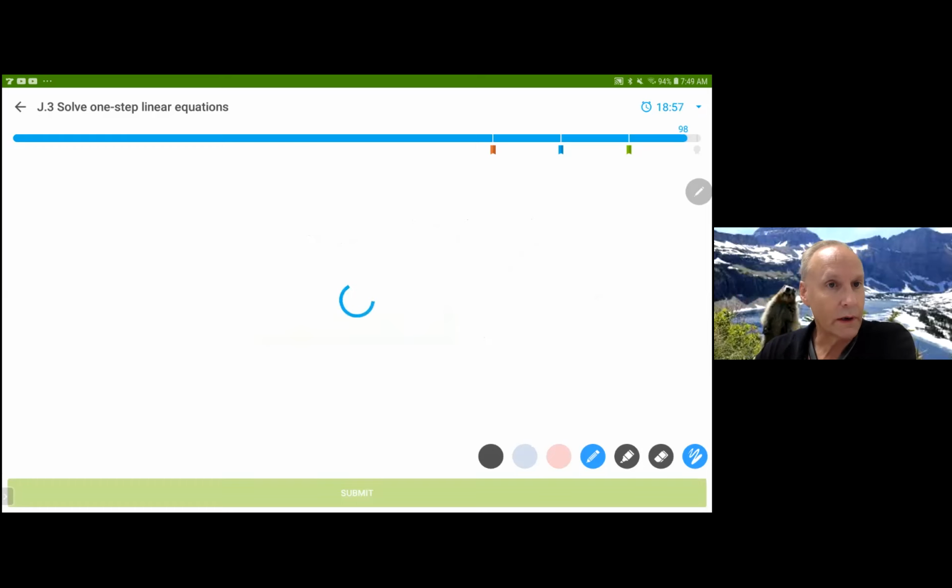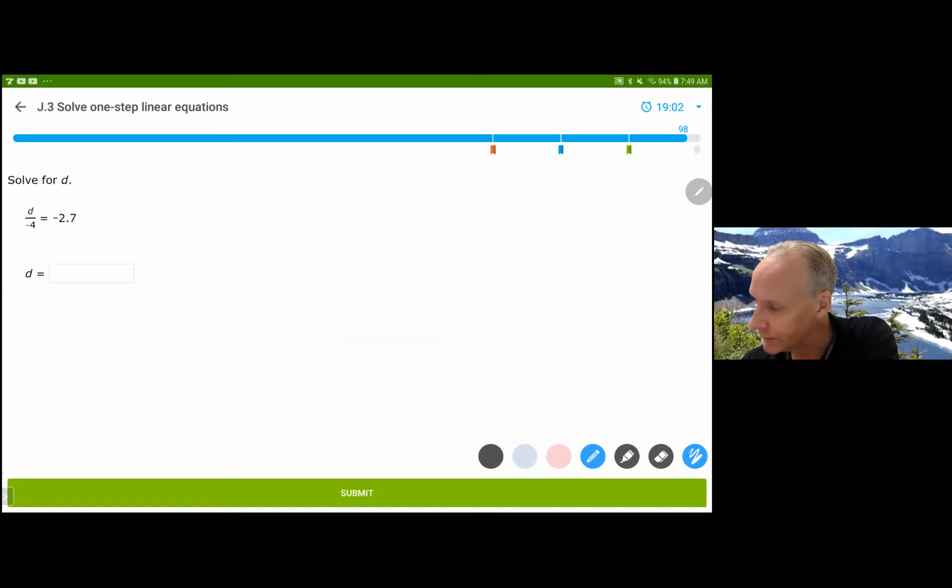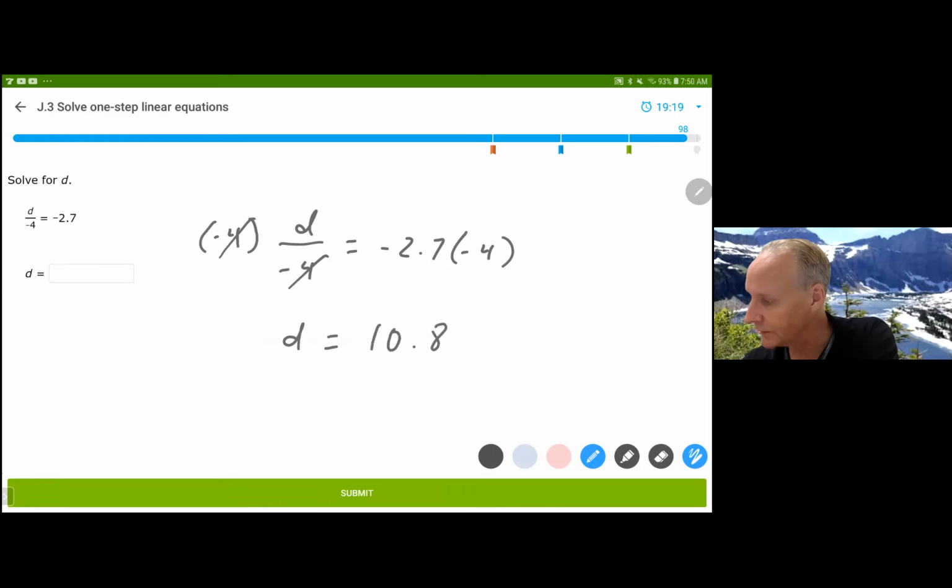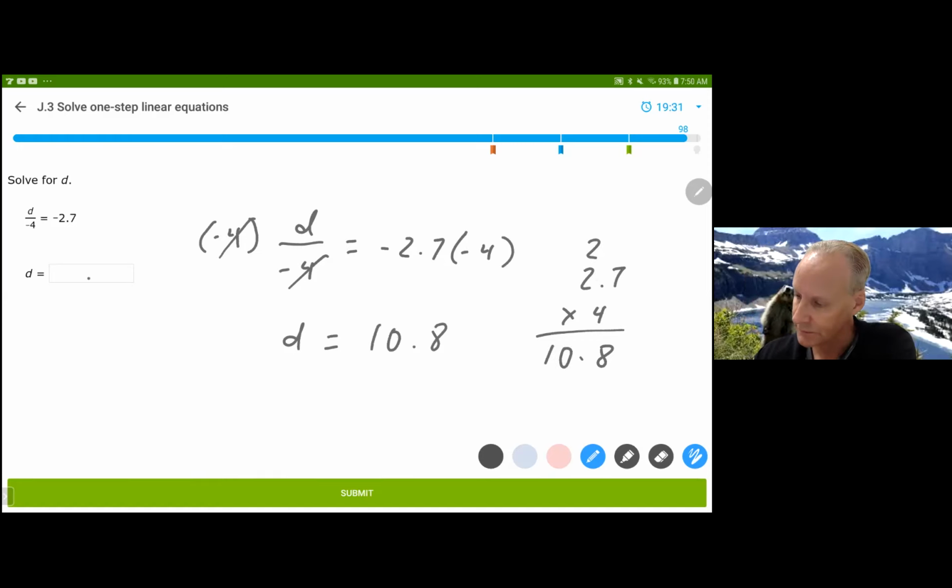Looks like I've got a couple more to go. Let's see. We are going to multiply by negative 4. So d over negative 4 equals negative 2.7. We're going to multiply by negative 4, which gives us d is equal to, we're going to multiply that. It's going to be 10.8, I believe. Good idea to do it on the side just to double check. I have a negative times a negative, which of course is a positive. That's 28, carry the 2, and that is 10. And we have one decimal place, which is 10.8.